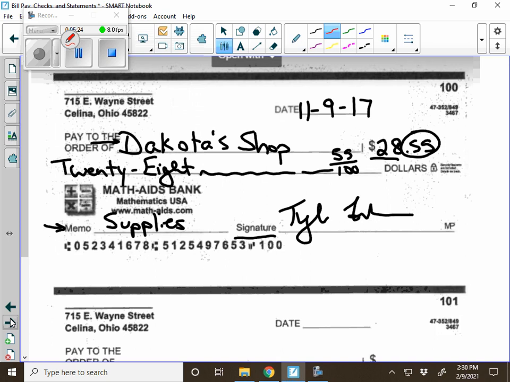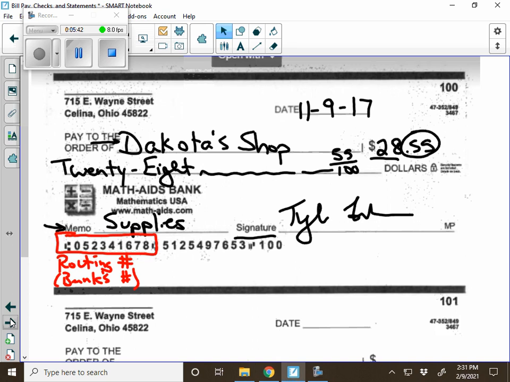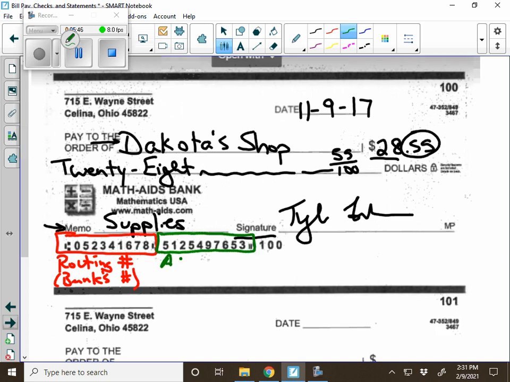Now, other things I went over in class, especially in today's world, these numbers are really important. That first one is your routing number. That routing number is like the bank's number. So every bank has its own particular routing number. Now, within the bank, every account has its own account number. So routing number first, account number second.